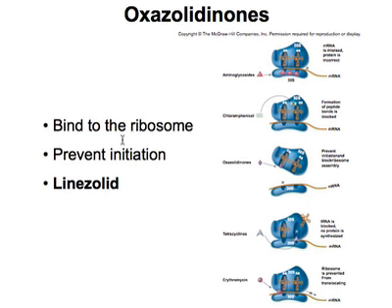Oxazolidinones essentially bind to the entire ribosome, and this prevents initiation. So it just stops the ribosome from actually binding the mRNA. So as you can imagine, this is pretty effective because you get absolutely no translation whatsoever.